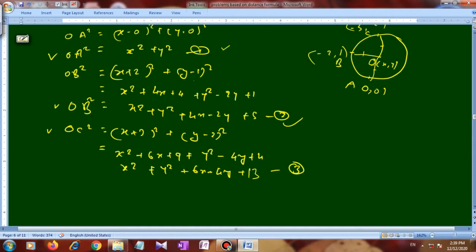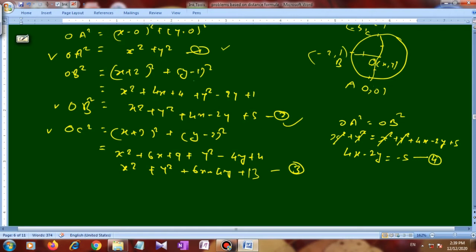Now here OA square will be equal to OB square. Why? Because these are radii of the same circle. So the value of OA square is x square plus y square, and the value of OB square is x square plus y square plus 4x minus 2y plus 5. Clear? So x square and y square cancel each other. So this will become 4x minus 2y equal to minus 5. Clear? This is our fourth equation.